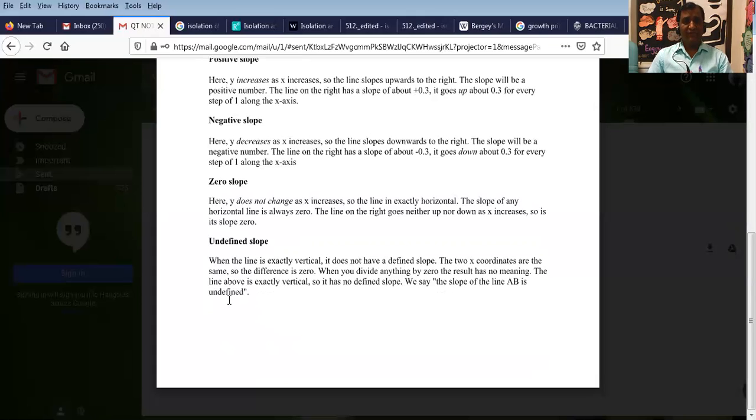Undefined slope. When a line is exactly vertical, it does not have a defined slope. The two x coordinates are the same, so the difference is zero. When you divide anything by zero, the result has no meaning. The line above is exactly vertical, so it has no defined slope. We can say the slope of line AB is undefined.